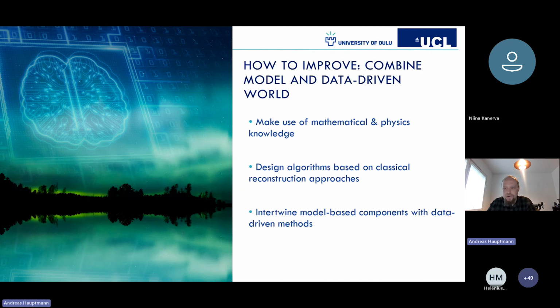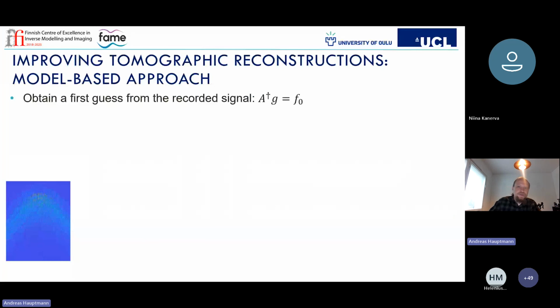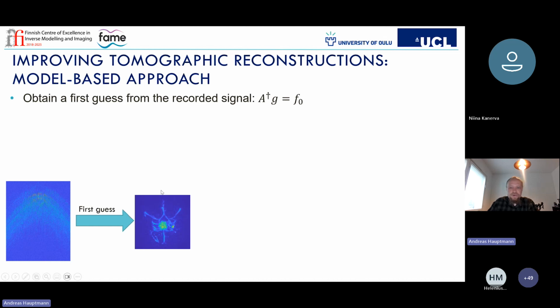Let's have a look at first the classical reconstructions. In a classical reconstruction, we first obtain from our data what we see here on the bottom. This is actually from photoacoustic tomography, so this is basically pressure measurements on the boundary. We obtain an initial guess. This could be filtered back projection, or in this case, time reversal. So we get some initial guess that might not be perfect.